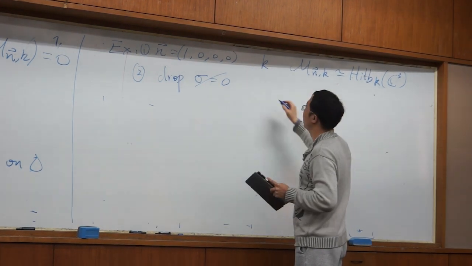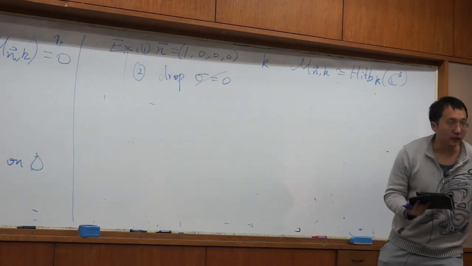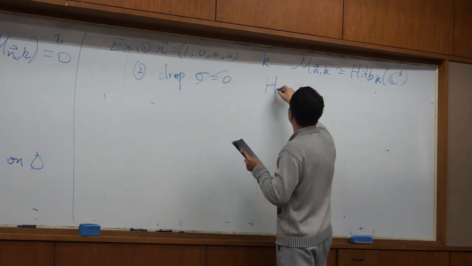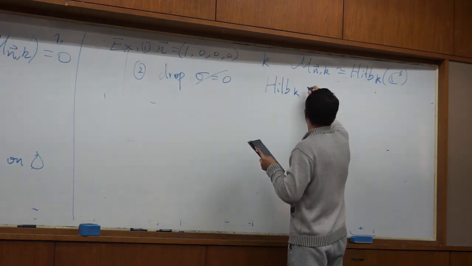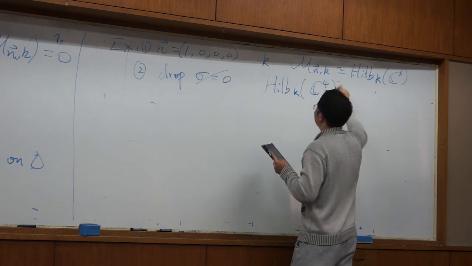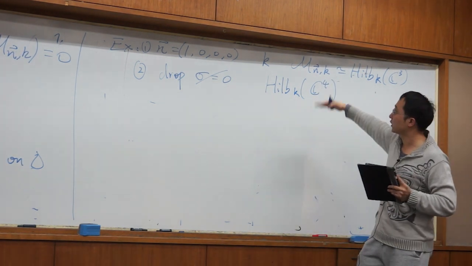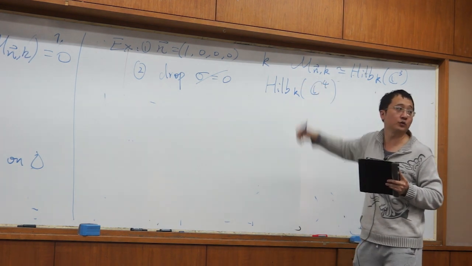Then, without this last condition, we obtain the Hilbert scheme of K points of C^4. So indeed, our moduli space is sort of interpolating between these two different cases.